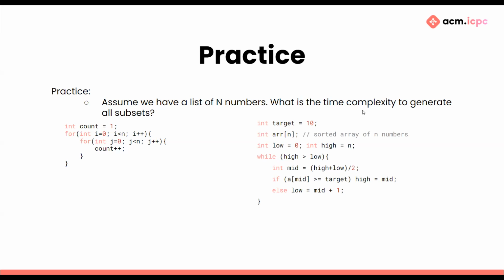Right, O of log n. So that's correct, because we have a range of n, and every time, as you can look here, we're splitting the range in half. So we're either moving the lower bound of the range to the middle, or the higher bound of the range to the middle. And every time we're cutting the range by half, so there were log base 2 of n steps.